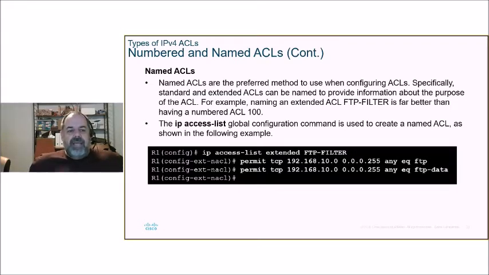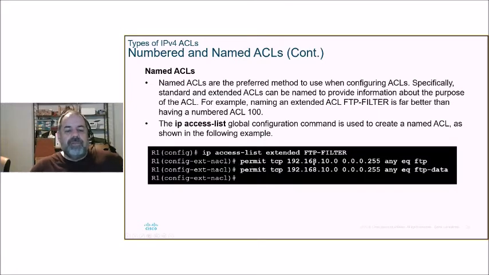The ip access-list global configuration command is used to create a named ACL as shown in the example. So you do ip access-list extended, so you need to specify the type. It could be standard or extended. And then you give it a name. And as you can see, your config mode changes. And so you're actually changed into extended named ACL config mode.